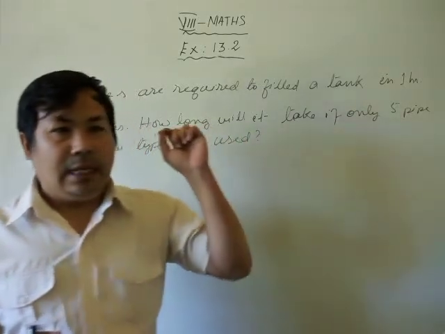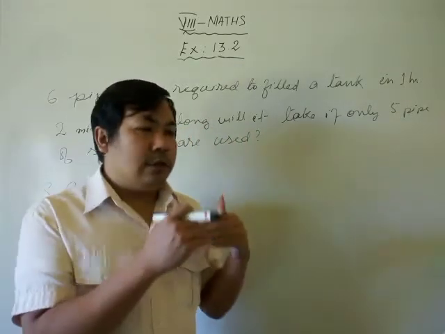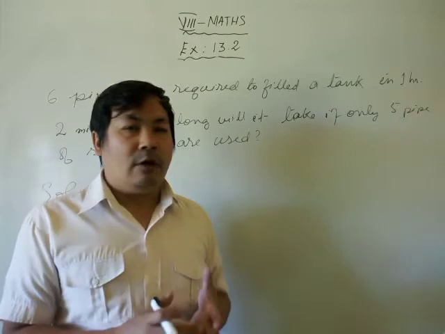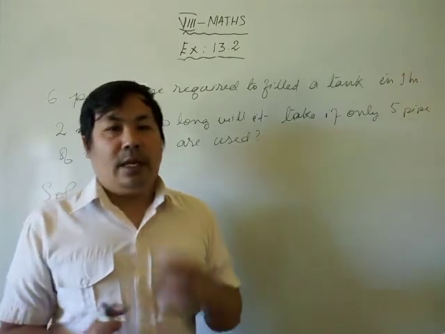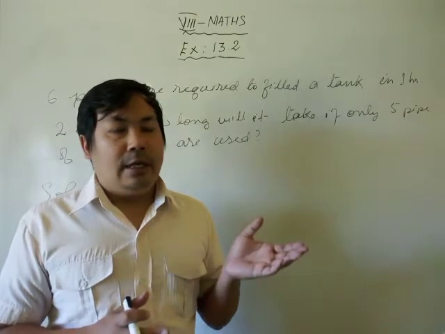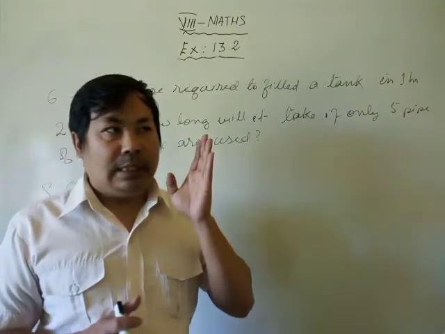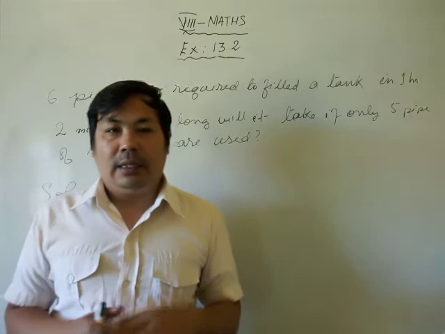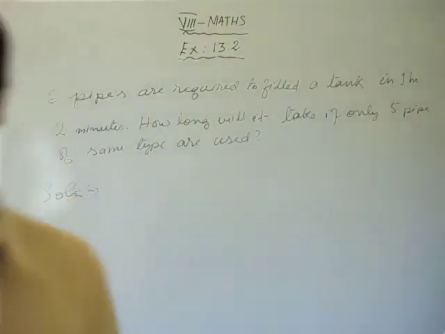But inverse proportion is like this: suppose 1 kilo of rice is there, that is consumed by 3 persons. 1 kg of rice is consumed by 3 persons. If you decrease again the rice, okay.